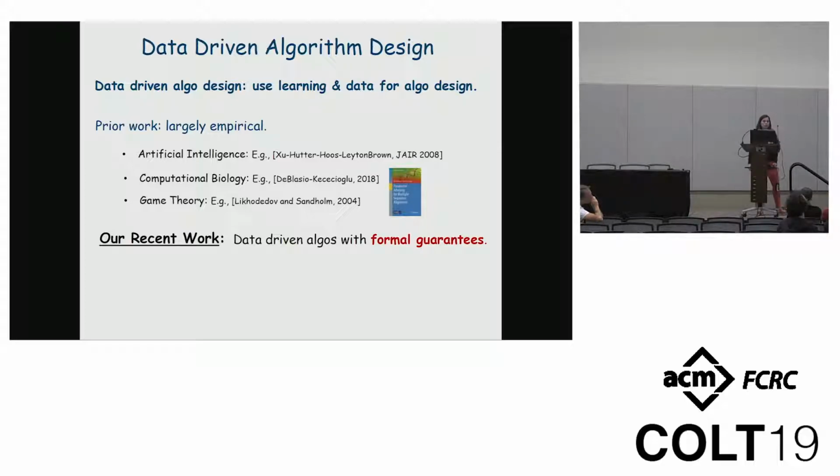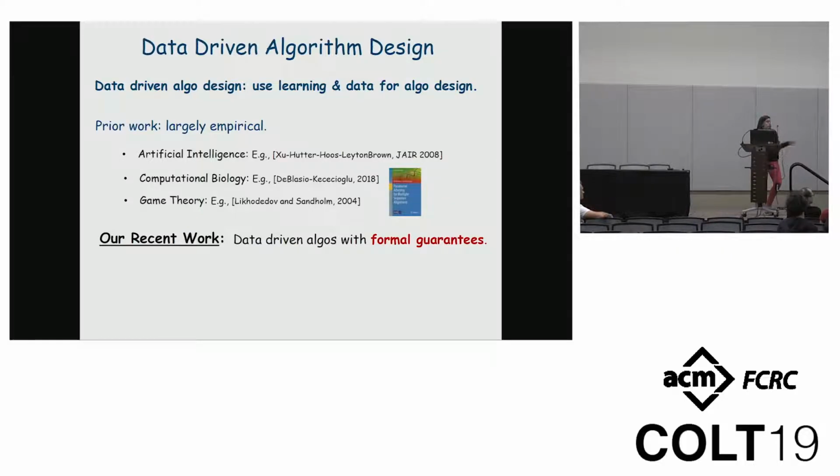Now, this type of approach has been long used in many different fields. For example, it has been used in artificial intelligence, in computational biology, and in mechanism design. In fact, several breakthroughs in these fields have come from this approach. However, until recently, basically, there have been no formal guarantees for this approach. This is something that I've been working on recently with my students and our collaborators.